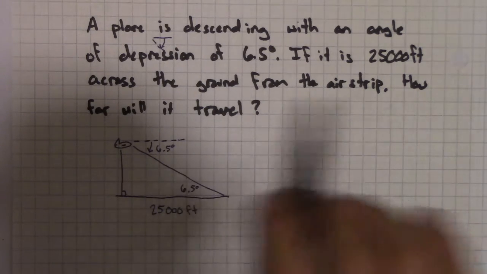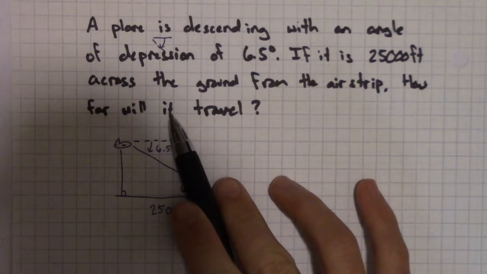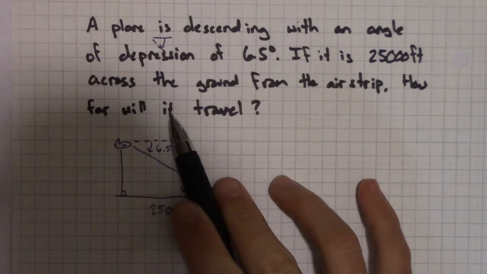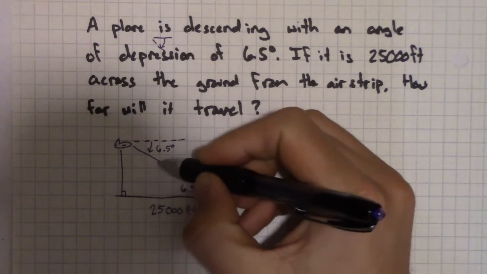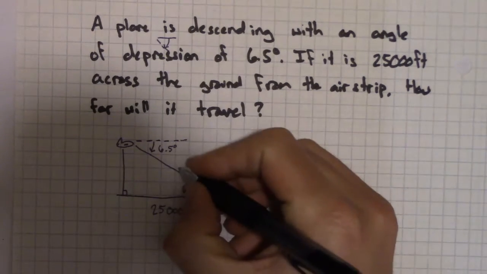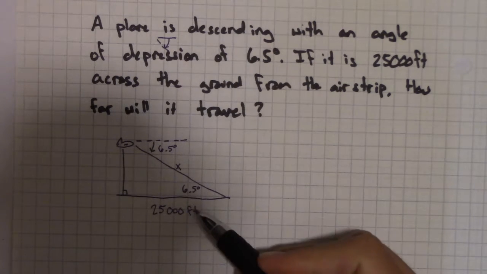Last piece of info, how far will it travel? It's referring to the plane. So this problem, you got to think about, where is the plane located? What path will the plane be on? Well, our plane is going to be going across our hypotenuse right here. So that's where I'm going to put X. Okay? So based on my triangle, I now know 6.5 degrees.